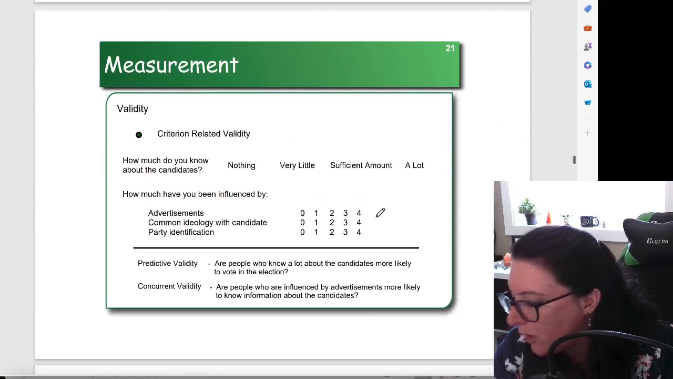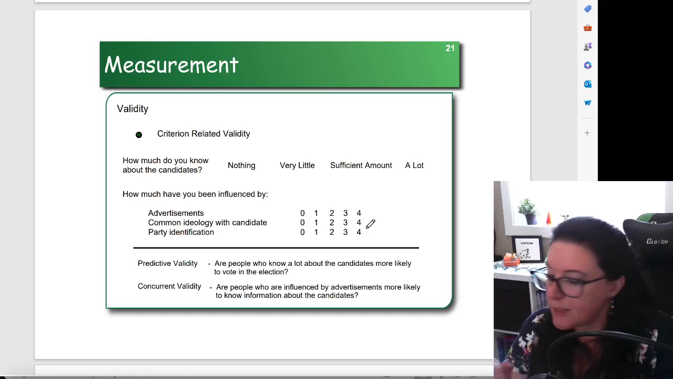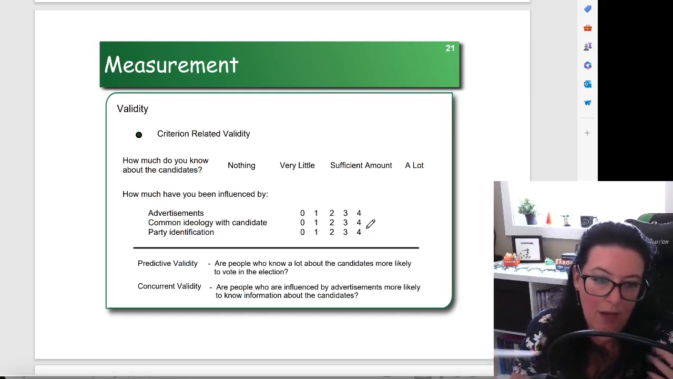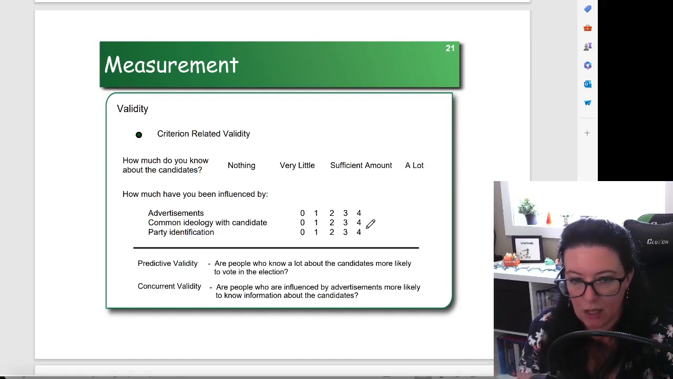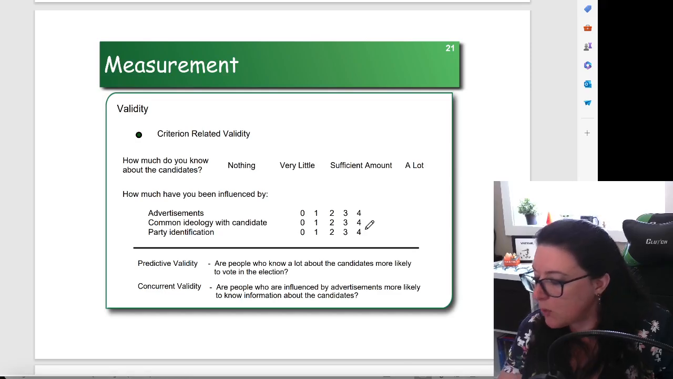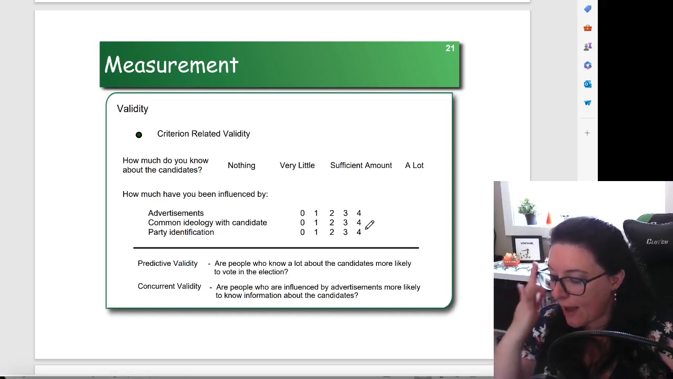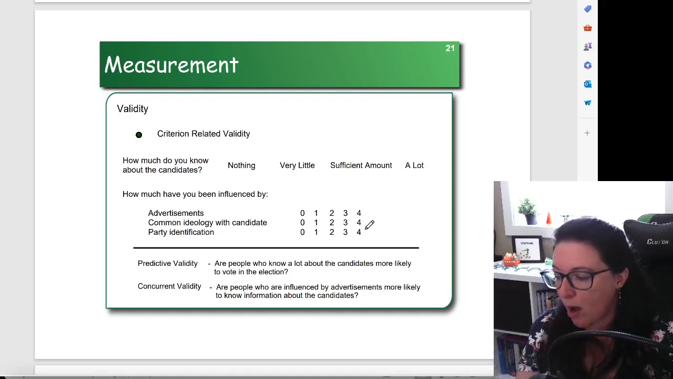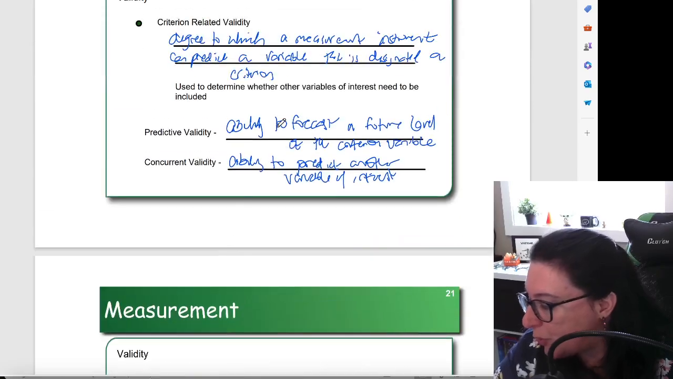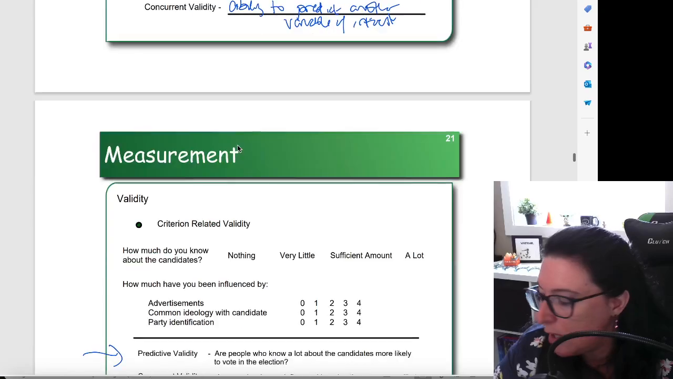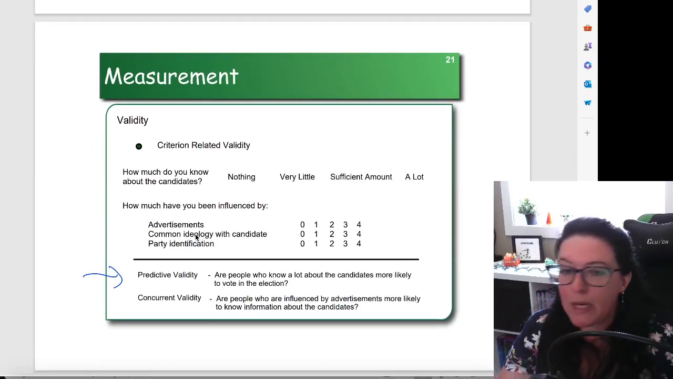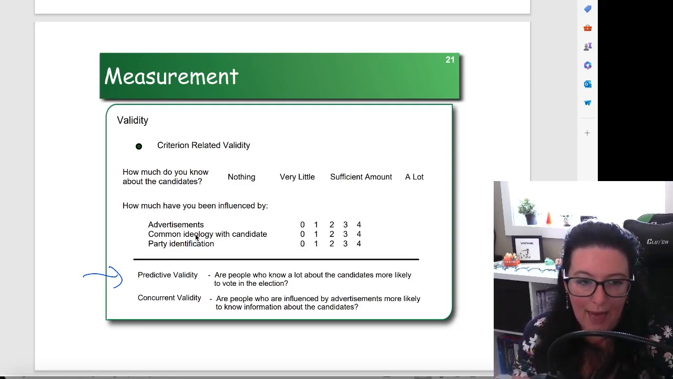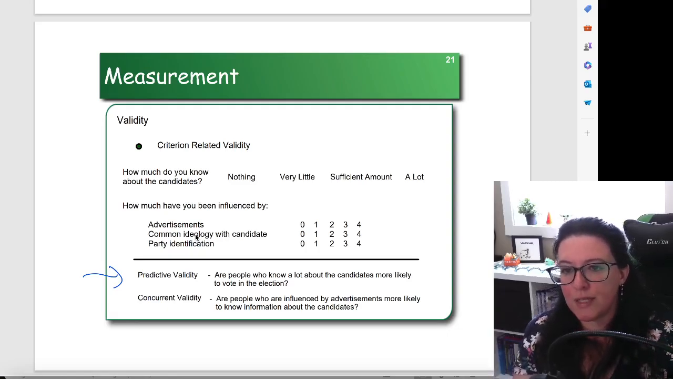So we ask a question: how much do you know about the candidate? Nothing, very little, sufficient, a lot. We can ask questions like, how much have you been influenced by advertisements on a scale of 0 to 4? Not at all, strongly influenced, common ideology, party identification. So predictive validity, right? We're looking at being able to forecast a future level from that criterion. So are people who know a lot about the candidate likely to vote in the election?